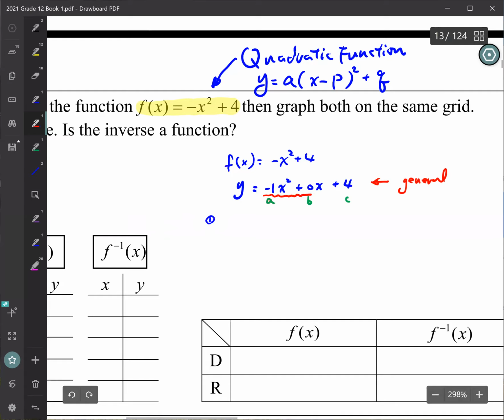Take the A out. You ignore the 4 for now. The 4 just goes at the end, at the final step, okay? So first you take out -1, like factoring. So x squared, and then 0 divided by -1 is still 0. So that's going to stay the same, okay? So this is the first step, you factor out.